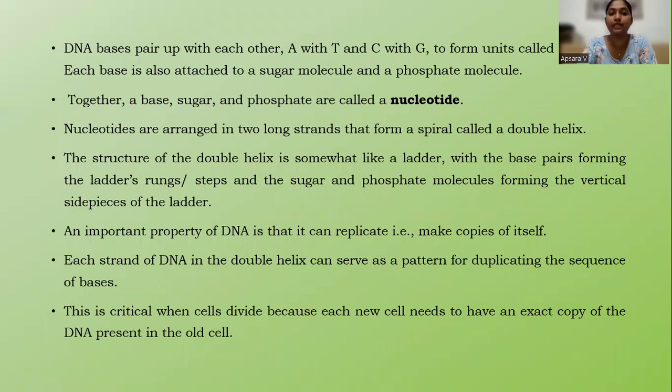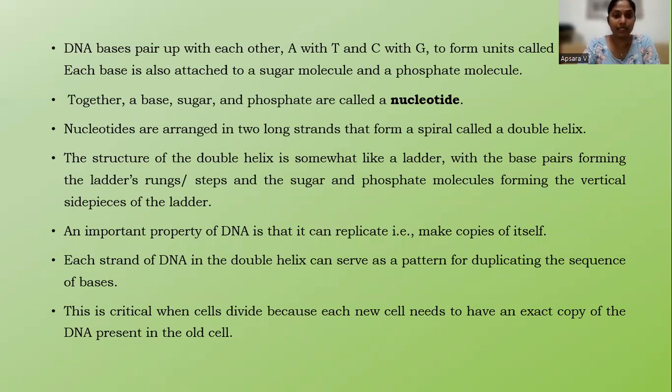DNA bases pair up with each other. That is, adenine pairs with thymine and cytosine pairs with guanine to form units called base pairs. Each base is also attached to a sugar molecule and a phosphate molecule. Together, base, sugar, and phosphate form a nucleotide. And these nucleotides are arranged in two long strands that form a spiral called the double helix.